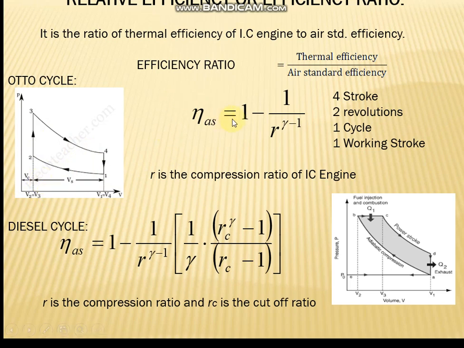The air standard efficiency is 1 minus 1 upon r raised to the power gamma minus 1. This is the air standard efficiency. We know the compression ratio, so we can calculate the air standard efficiency. Put the air standard efficiency here and the thermal efficiency: if it is indicated, you put indicated; if you know brake, you put brake. From that we will get the efficiency ratio.